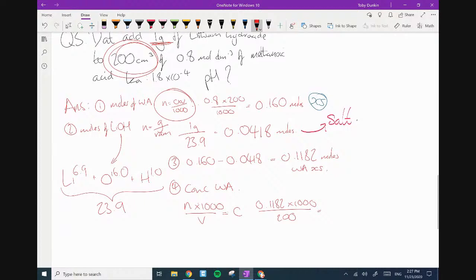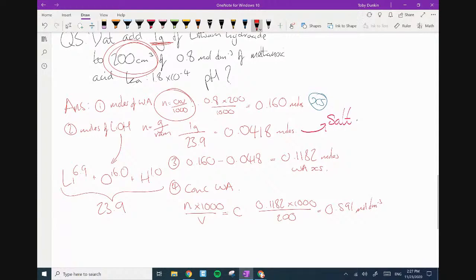So 0.1182 times 1,000 divided by 200. The concentration is therefore 0.591 moles per dm cubed.